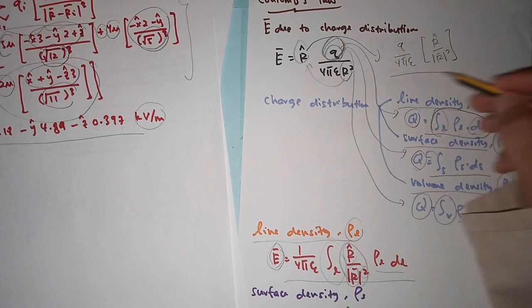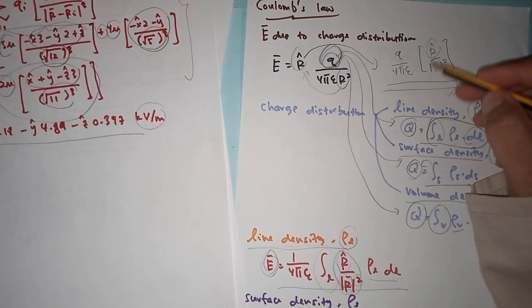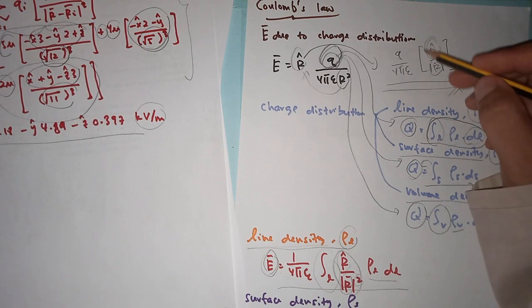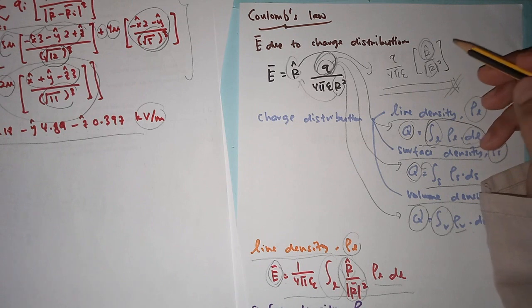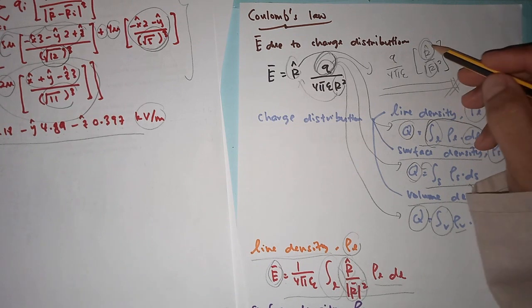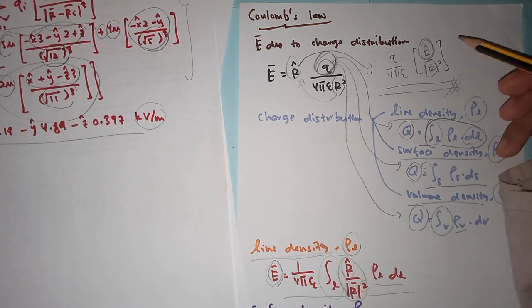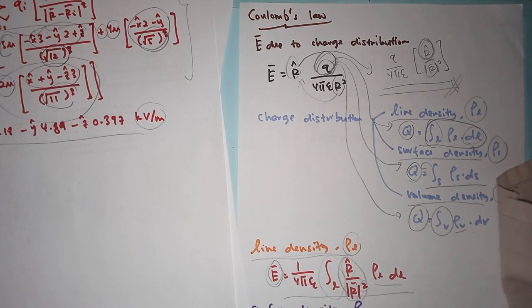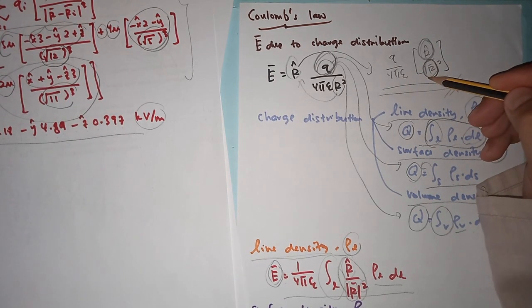In this case you need to distinguish between r cap and the vector r. r cap is the unit vector for the vector that represents the distance and direction between our Q and our test point. And this is the amplitude of that particular vector.